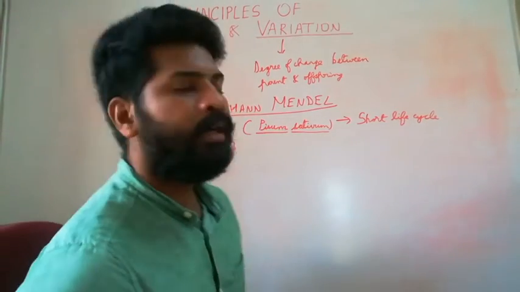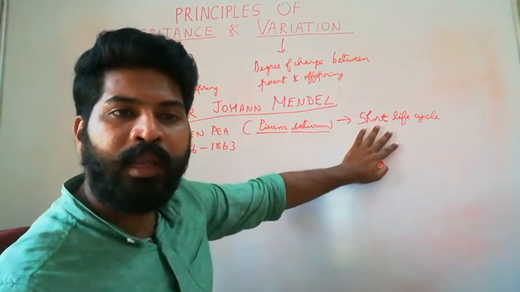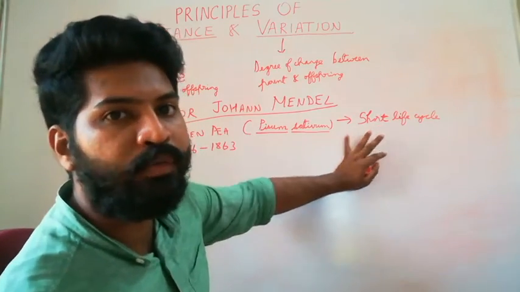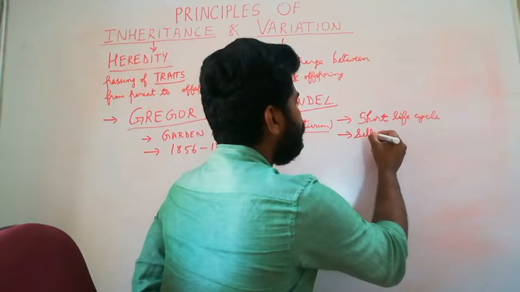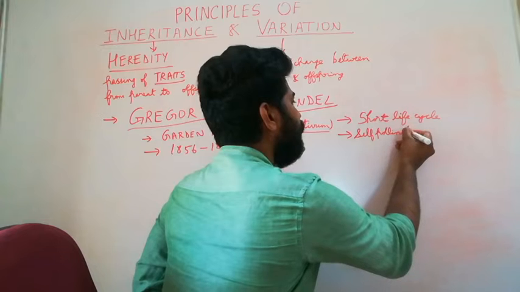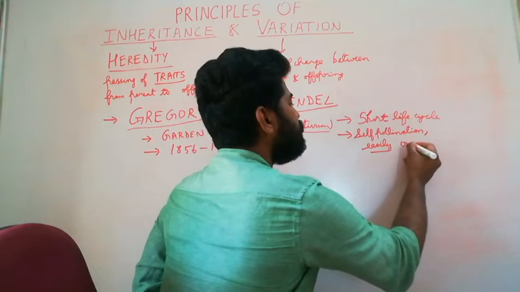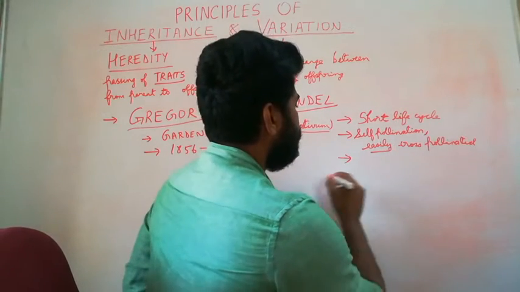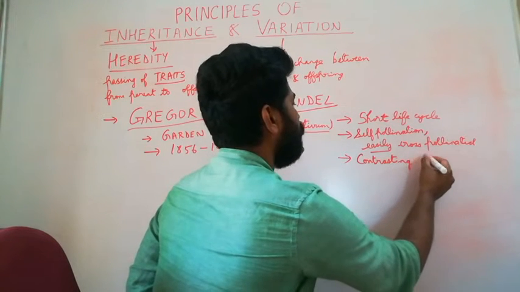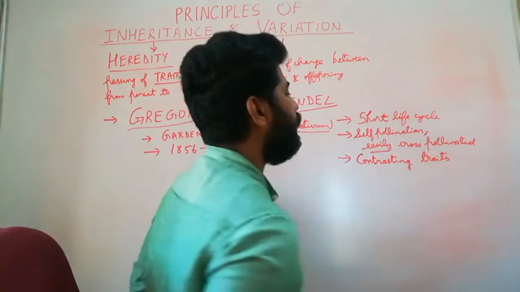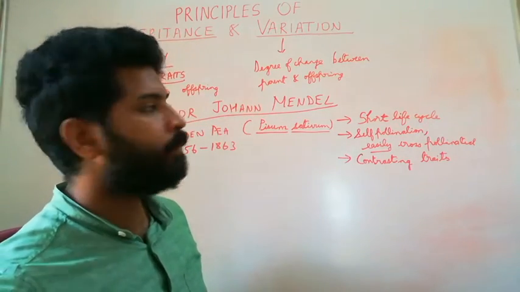Once the plant grows, it flowers within 30 days. Within a month, you can obtain a new generation, which is very, very important for experiments of genetics. Not only that, these are self-pollinating plants. They undergo self-pollination, but they can be easily cross-pollinated, and they show contrasting characteristics or contrasting traits, which are very important for this particular study.